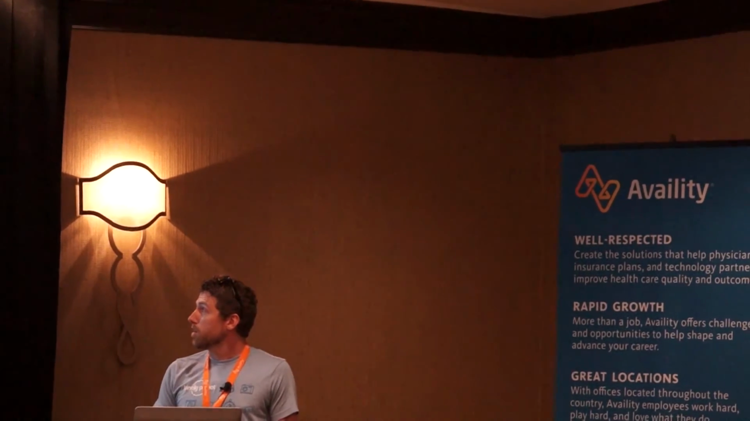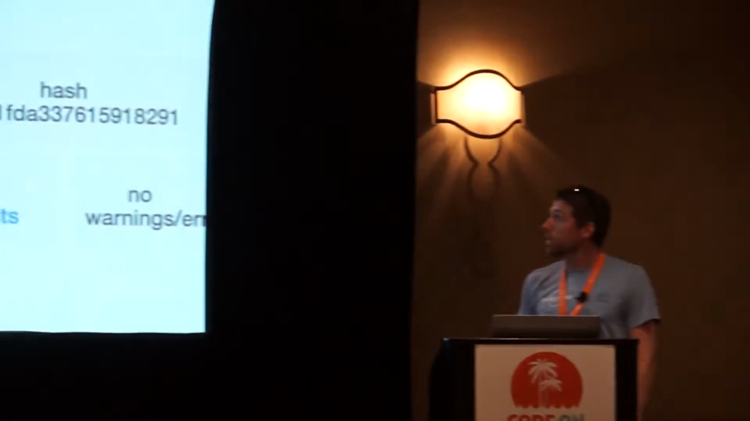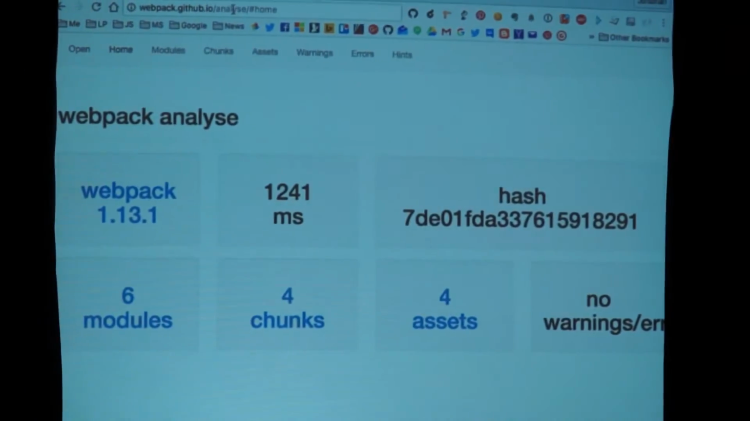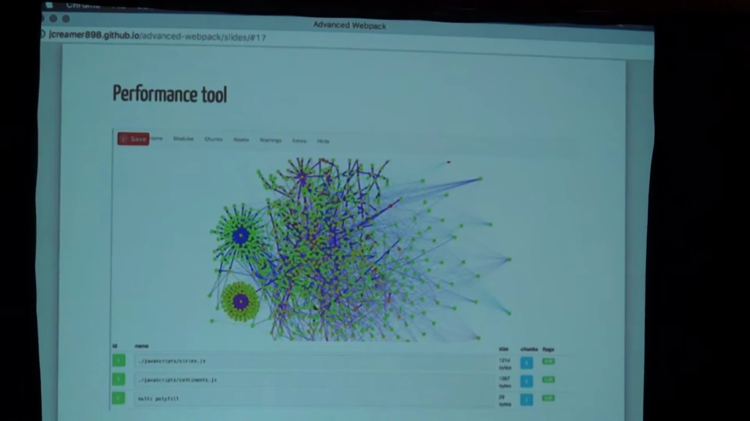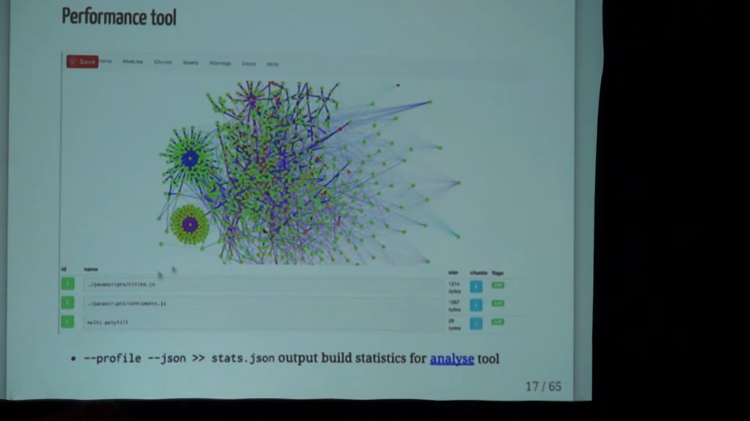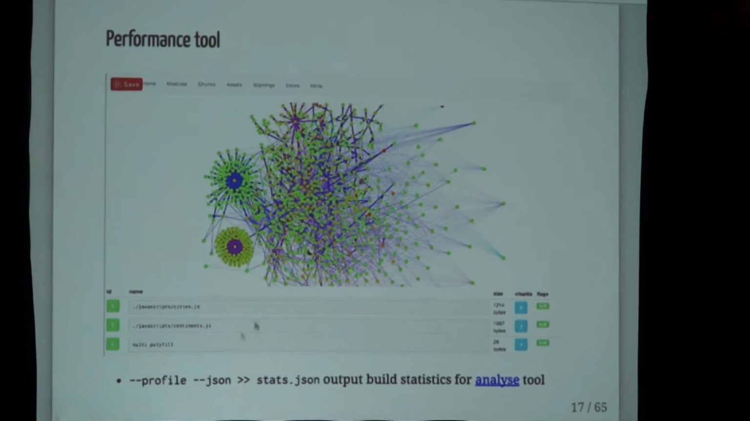What's funny about this though is it's just buried inside the Webpack documentation. I just happened to stumble upon it one day. So it's a really useful tool. It's webpack.github.io/analyse. So yeah, that's what our Webpack build looks like for our Lonely Planet homepage.